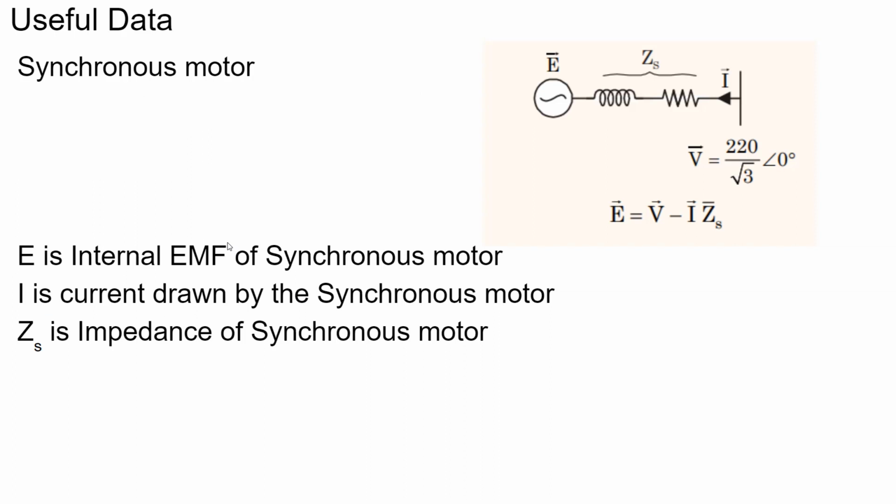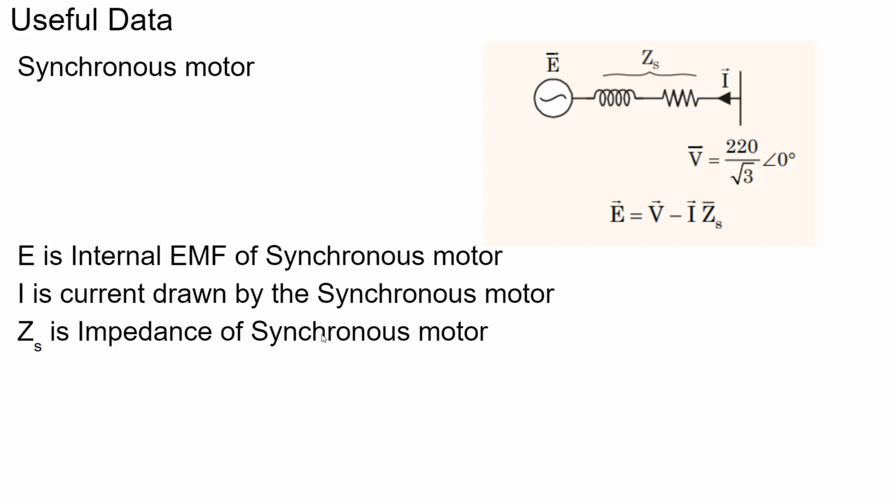Let us discuss some useful information to solve the problem. Here, the synchronous motor is connected to the grid. So, it draws the current from the grid, and the synchronous motor has an internal EMF of E bar and a synchronous impedance of ZS. So, the internal voltage can be written as grid voltage minus the impedance drop in the synchronous motor. Here, E is the internal EMF of the synchronous motor, I is the current drawn by the synchronous motor, ZS is the synchronous impedance of the motor.